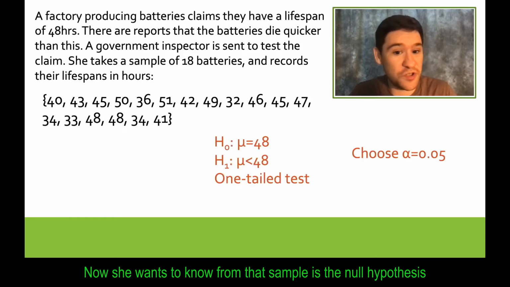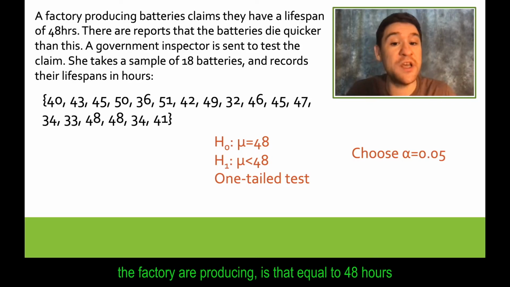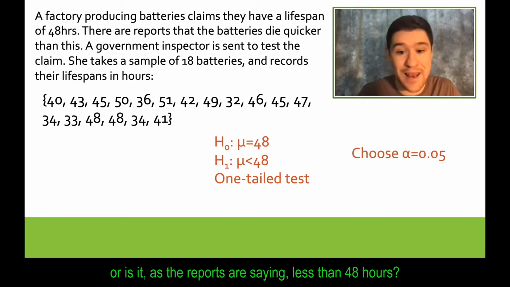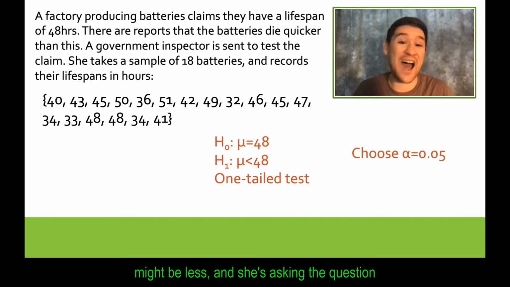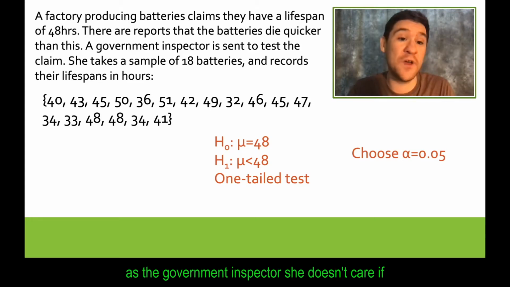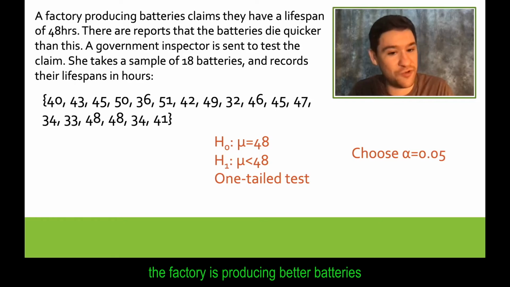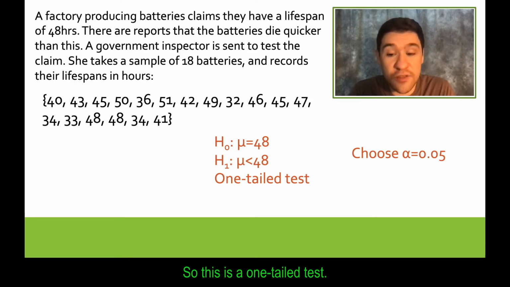on. Now she wants to know from that sample, is the null hypothesis that the population average of all the batteries the factory is producing is equal to 48 hours? Or is it, as the reports are saying, less than 48 hours? So she has some prior knowledge that the population mean might be less, and she's asking the question, is the population mean less, because as the government inspector, she doesn't care if the factory's producing better batteries, she just cares if they're lying and producing worse batteries. So this is a one-tailed test.